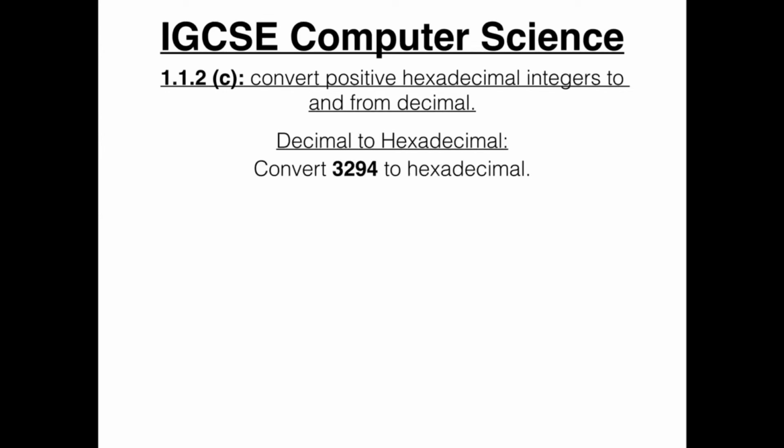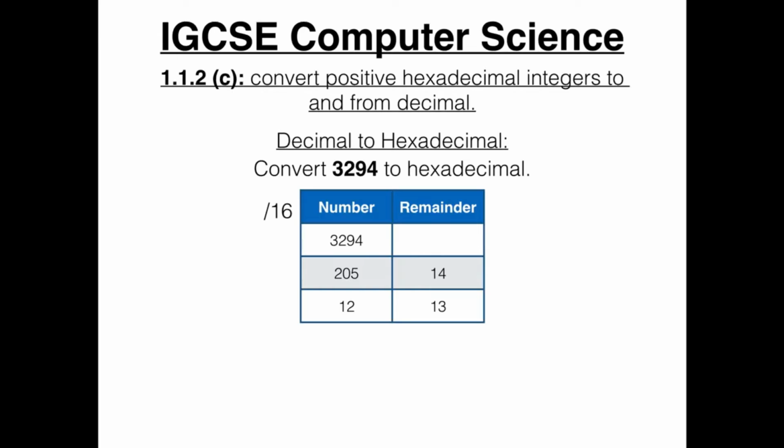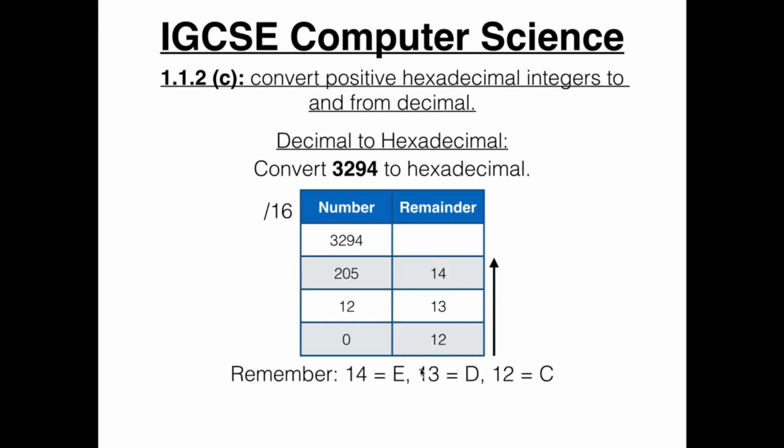3,294 to hexadecimal. So again, set up your table. 3,294 divided by 16 gives us 205, remainder 14. Dividing that would give us 12, remainder 13, as in 205 divided by 16 would give us 12, remainder 13. And then, of course, 12 divided by 16 is 0, remainder 12. We read the values from bottom to top. So remember that 14 is E, 13 is D, and 12 is C. So 3,294 is CDE.